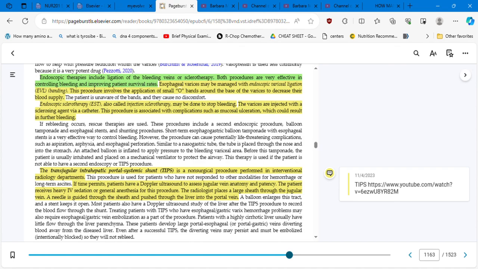Esophageal varices may be managed with endoscopic variceal ligation. This procedure involves the application of a small O-band around the base of the varices to decrease their blood supply.